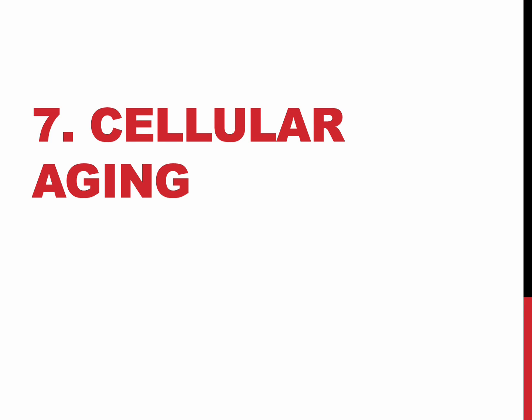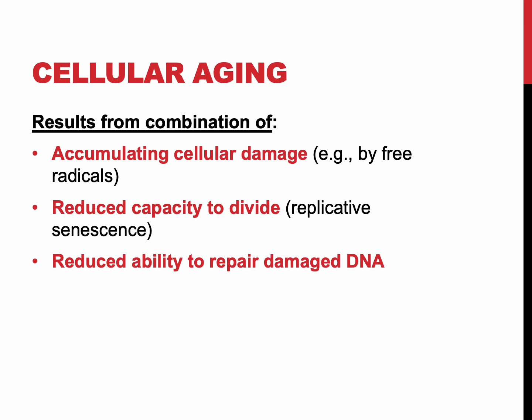And finally, another concept we will review is cellular aging. Obviously, all of our cells age with time, and aging typically is a result of a combination of accumulating cellular damage, reduced capacity of the cells to divide, or reduced capacity of the cell to repair its damaged DNA. And often it's a combination of the three things together that leads to the aging of our cells, often leading to apoptosis as well as atrophy.